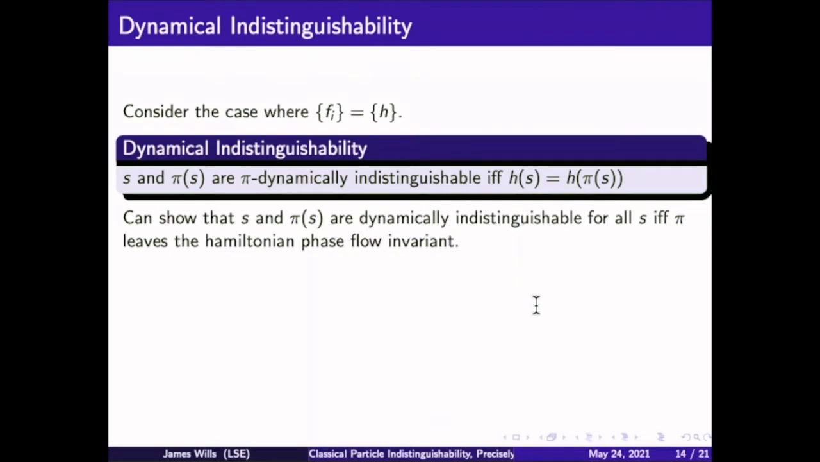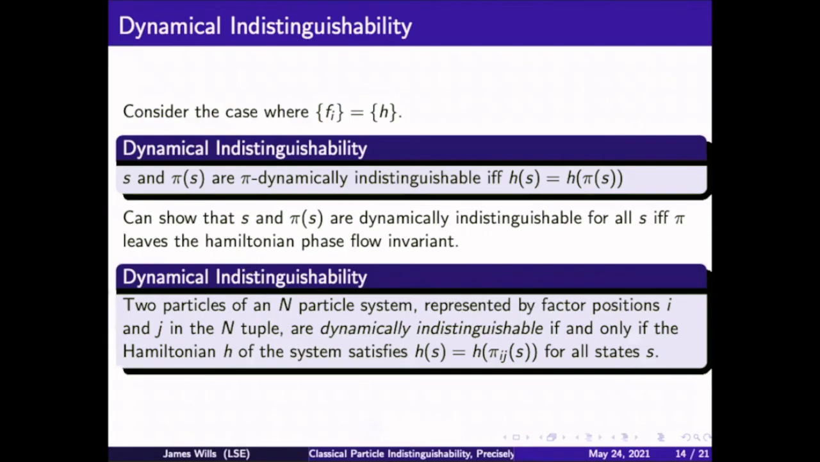We can extend this definition to the case where we're talking about particles. We've only so far been talking about indistinguishability of states. We can use this now to talk about the indistinguishability of particles that are represented in those states. So we say two particles of an n-particle system, represented by factor positions i and j, so these are the factor positions of the slots in my n-tuple state, are dynamically indistinguishable if and only if the Hamiltonian satisfies this condition. And that is how we talk about indistinguishability of particles following on from this definition.